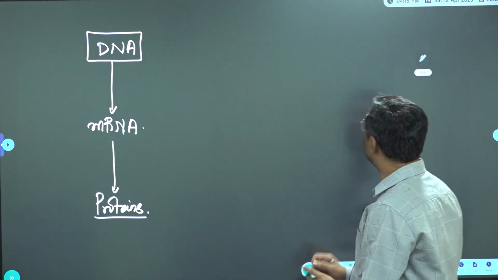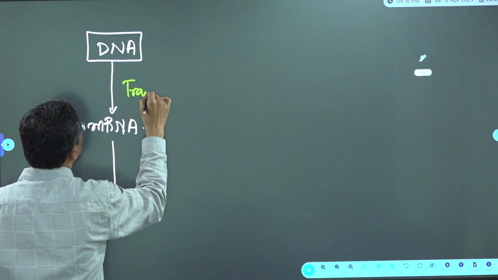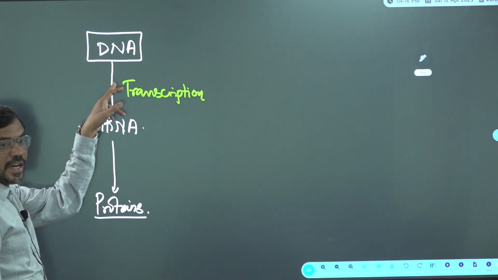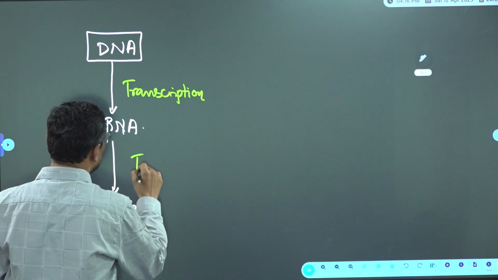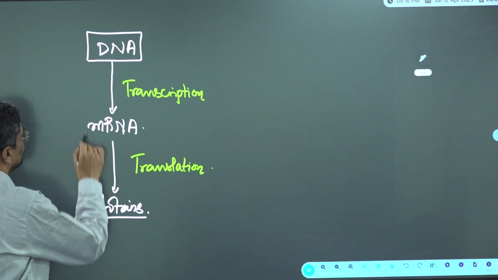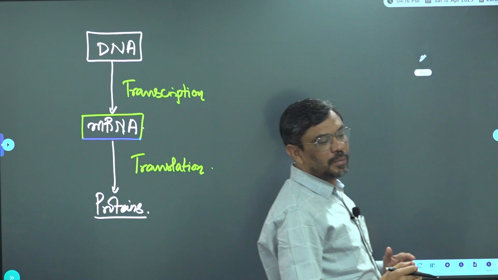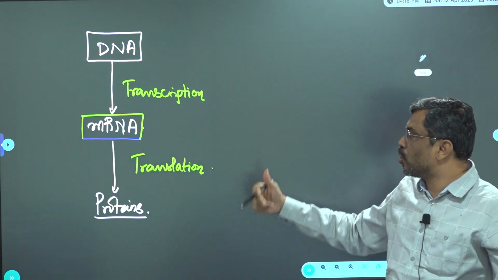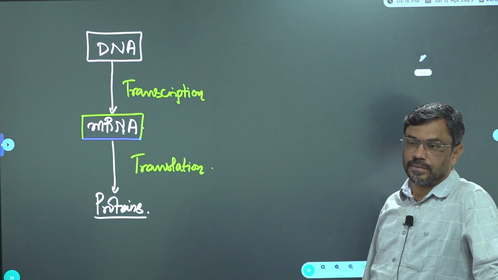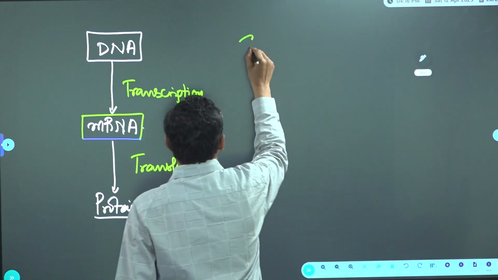Got it? The process of formation of mRNA from DNA is called transcription. You have to remember this terminology. The formation of proteins from mRNA is called translation. So the mRNA is mediating between DNA and proteins. That is why it is called messenger RNA. Next, you remember the genetic code.